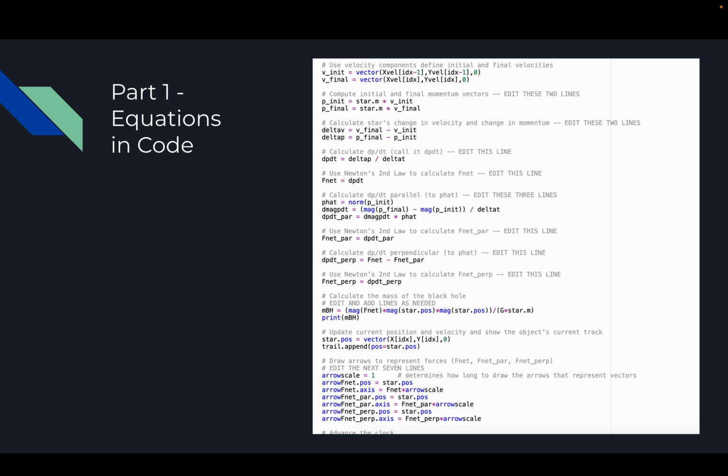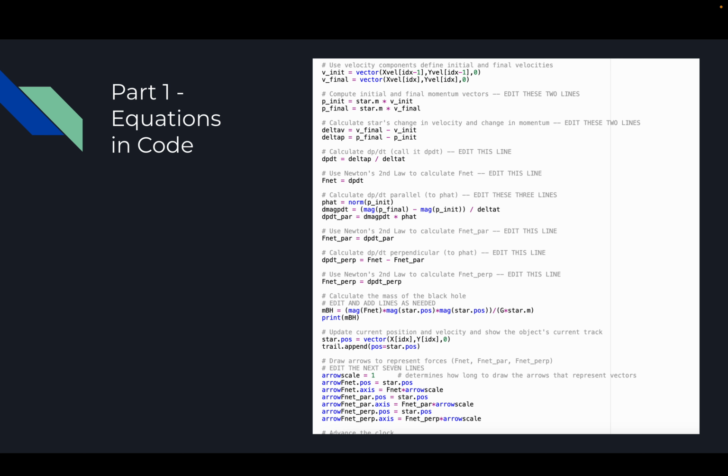And now our equations and code. So we use the momentum formula to compute our p initial and p final. We also calculate the star's changes in velocity, v final minus v initial, and p final minus p initial. We then use Newton's second law to calculate F net using dp dt, which is equal to the net force in the parallel and perpendicular directions. We then use Newton's second law again to calculate F net in the parallel direction and F net in the perpendicular direction. And then we finally use this to calculate the total net force.